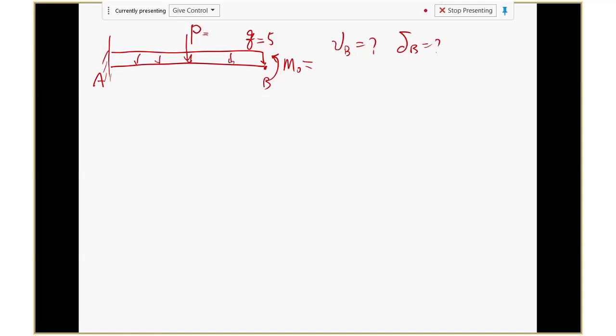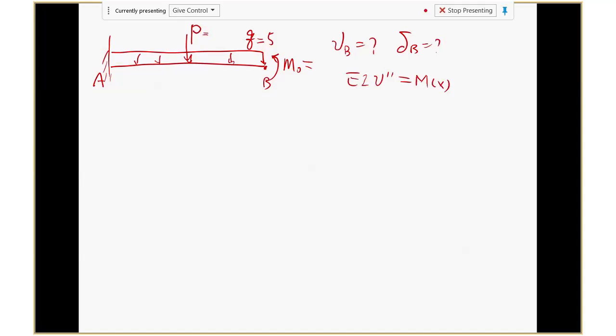How can we find this deflection? Superposition. Of course, you can also use the equations, for example EI v double prime equals M, integrate twice, use the boundary conditions, and then solve it. That's one way, but that will take quite a while. I won't be able to finish if we do that. But the easy way is always superposition.